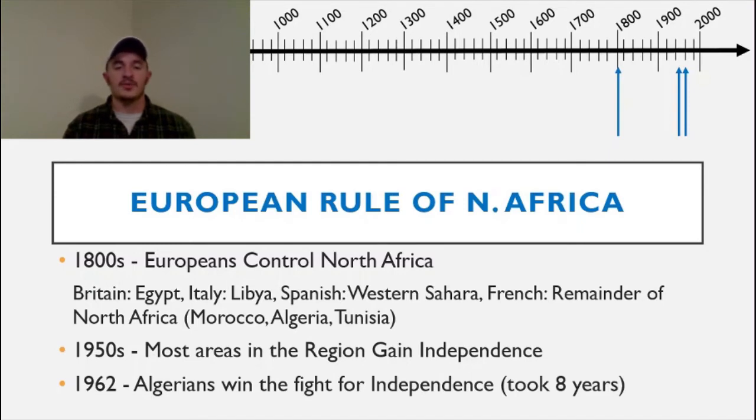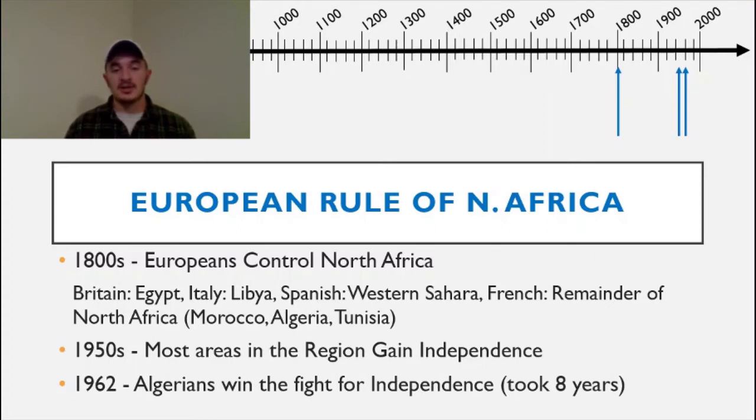And then around the 1950s, after World War II, we see a lot of these Europeans leave, and we see most areas in the region would gain independence. So these are trends that we see just about in every part of Africa. 1800s, Europeans control parts of Africa, and then they leave after World War II around the 1950s, and then 1950s to 60s and 70s, we see them gain independence and fight for independence.